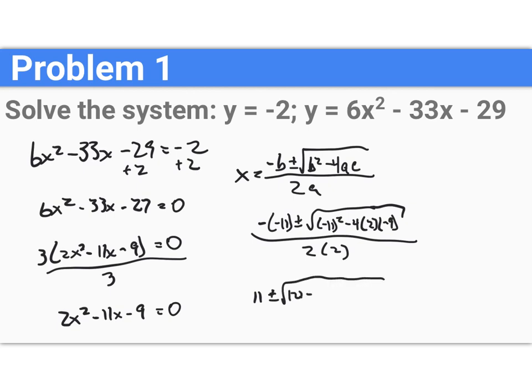121 minus 8 times -9 is 72. That's plus 72 because 2 negatives, all over 4. 11, 121 plus 72 is 193. 11 plus the square root of 193 over 4. And then 11 minus the square root of 193 all over 4.